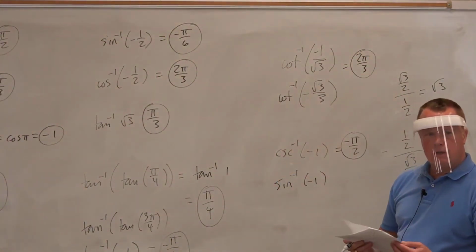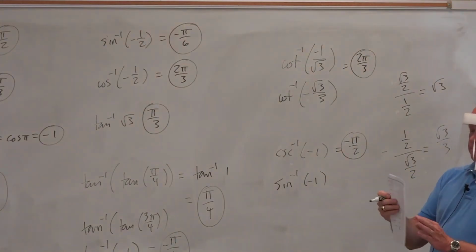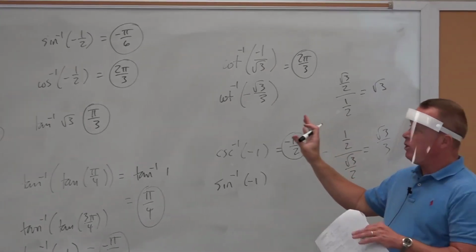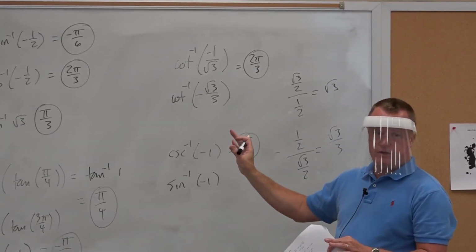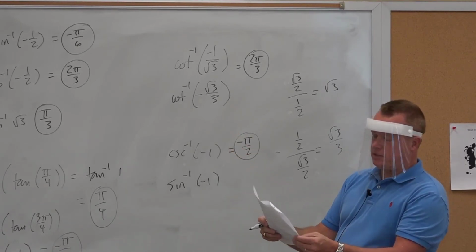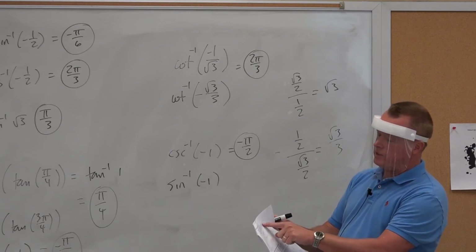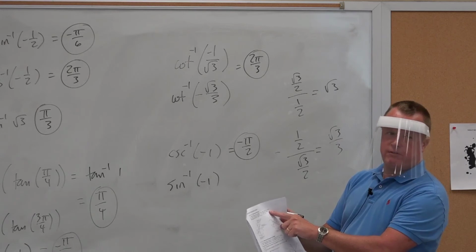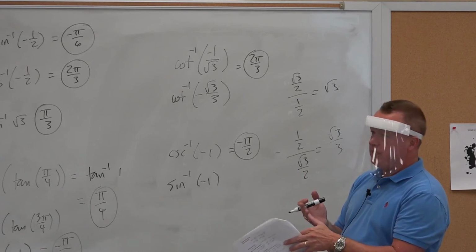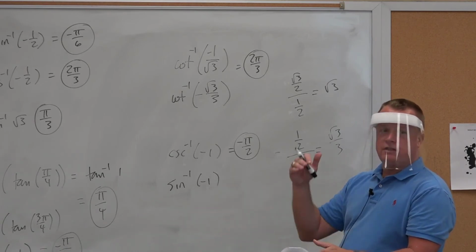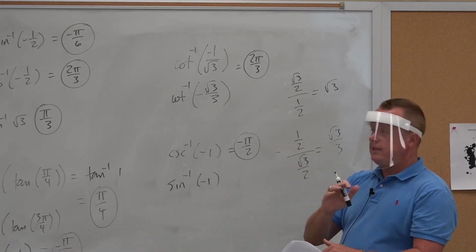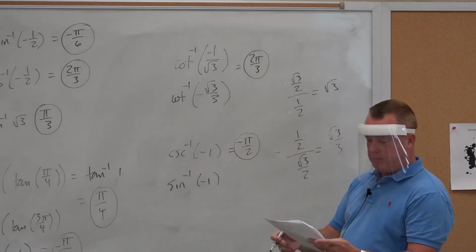Where are you getting what quadrants you're supposed to be in? Domains are restricted in order to have the inverse trig functions. If you want to print off this page off of Moodle, I have it on there. Inverse sine is always in quadrants 1 and 4, from negative pi over 2 to pi over 2. So really, the main three that you're going to use: sine, cosine, and tangent. Inverse sine and inverse tangent are quadrants 1 and 4. Inverse cosine is quadrants 1 and 2. And then these other ones, I haven't looked those up, but they're on the paper here.